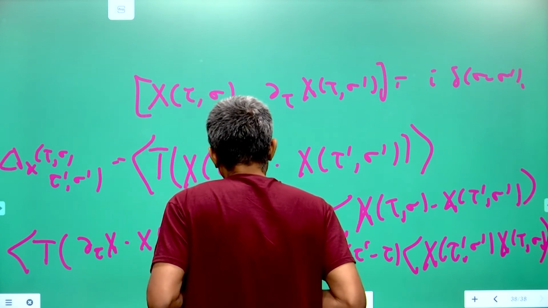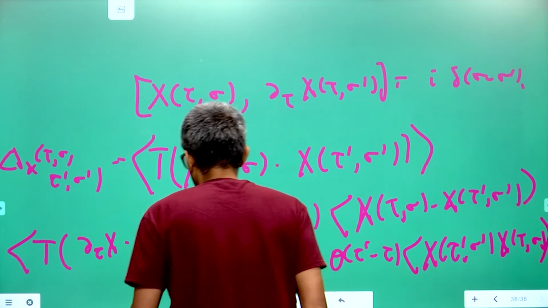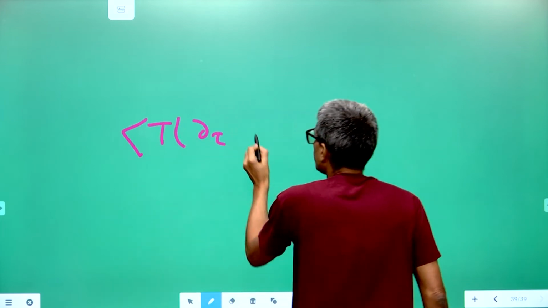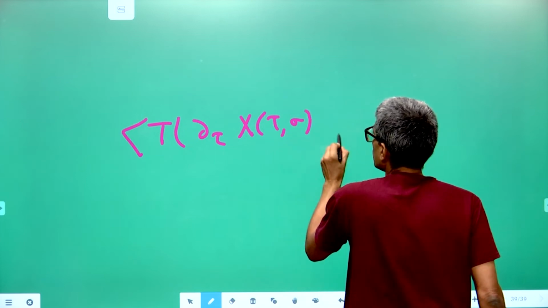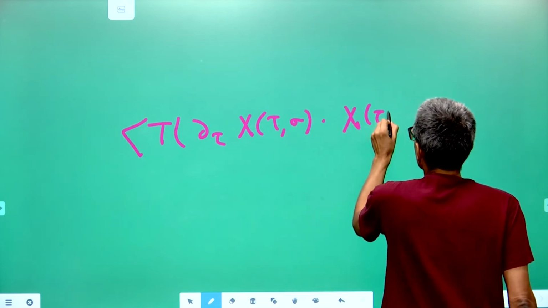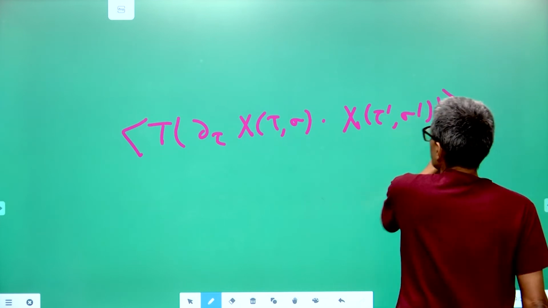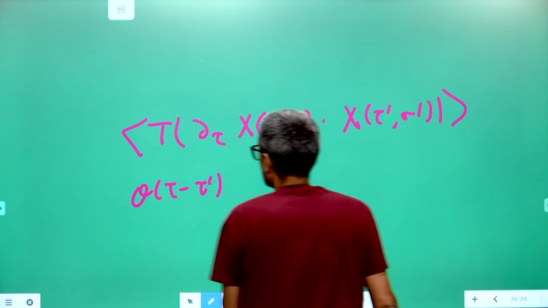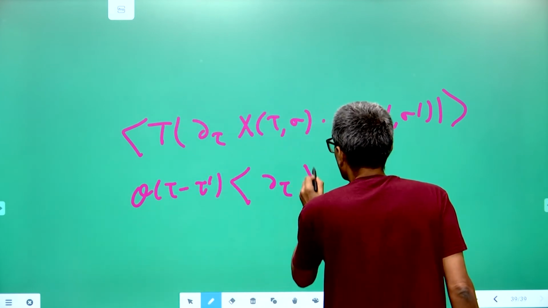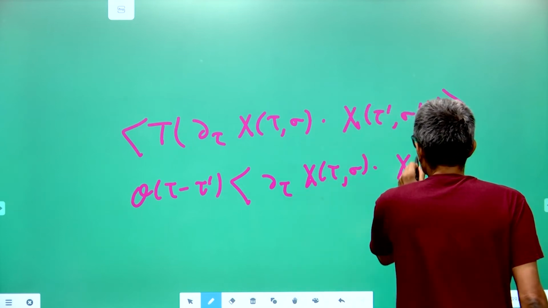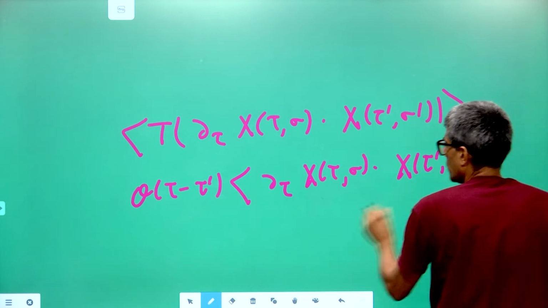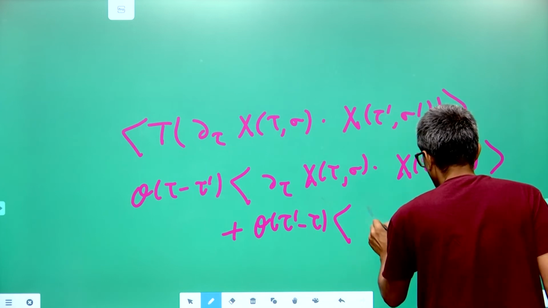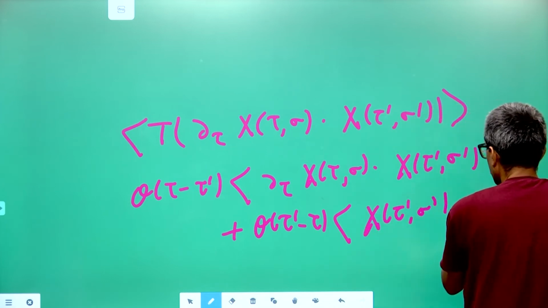Again if I differentiate with respect to τ, then what will happen? So I will write this as T of ∂τX(τ,σ) multiplied by X(τ',σ'). If I differentiate again with respect to τ, I write this as θ(τ−τ') multiplied by ∂τX(τ,σ) times X(τ',σ'), plus θ(τ'−τ) times X(τ',σ') multiplied by ∂τX(τ,σ).